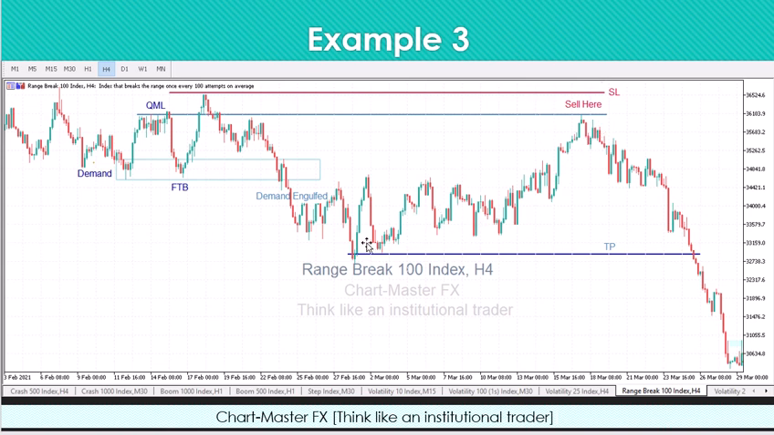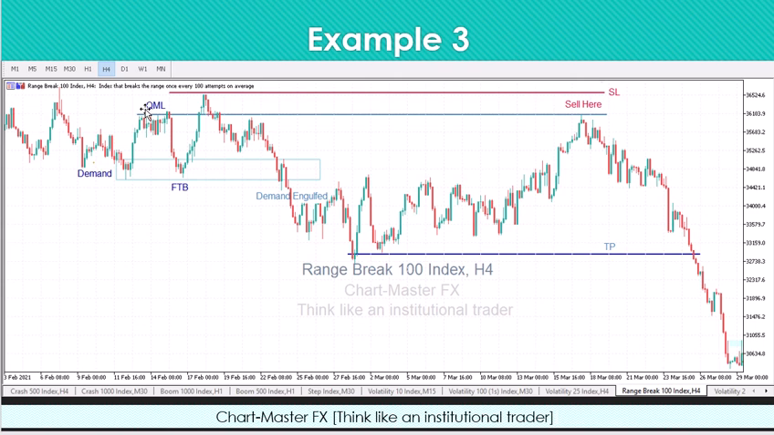So simply, accumulation is where all the demands are taken out. This demand was taken out by this one, which was taken out by this one, which was taken out by this one. Once the price came to the QM level, then you can place your trade. So tick all your boxes, guys. Is there demand? Yes, there is. Is there an FTB? Yes, there is. Is there a QM level? Yes.